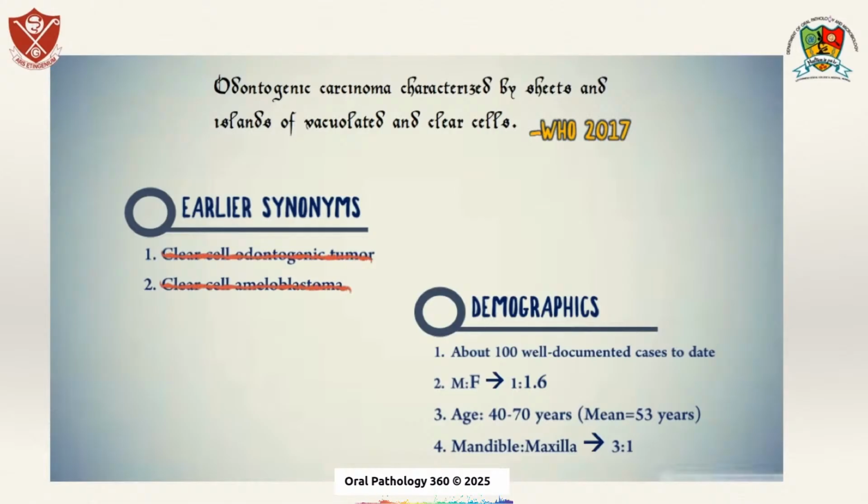In the 2024 WHO classification of odontogenic and maxillofacial bone tumors, clear cell odontogenic carcinoma is classified as a low-grade malignant tumor from the odontogenic apparatus. Till date, more than 100 well-documented cases have been reported. There is a female predominance with a ratio of 1:1.6. Age is usually 40 to 70 years with a mean of 53 years. Mandible to maxilla ratio is 3:1.